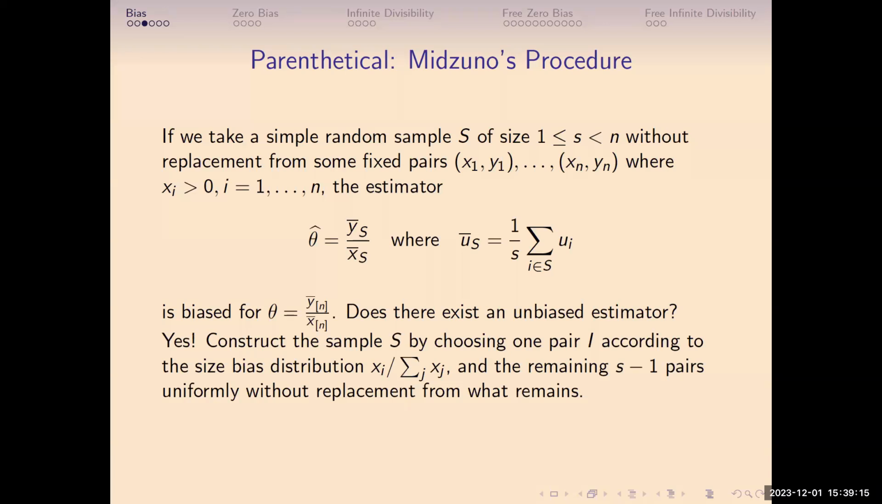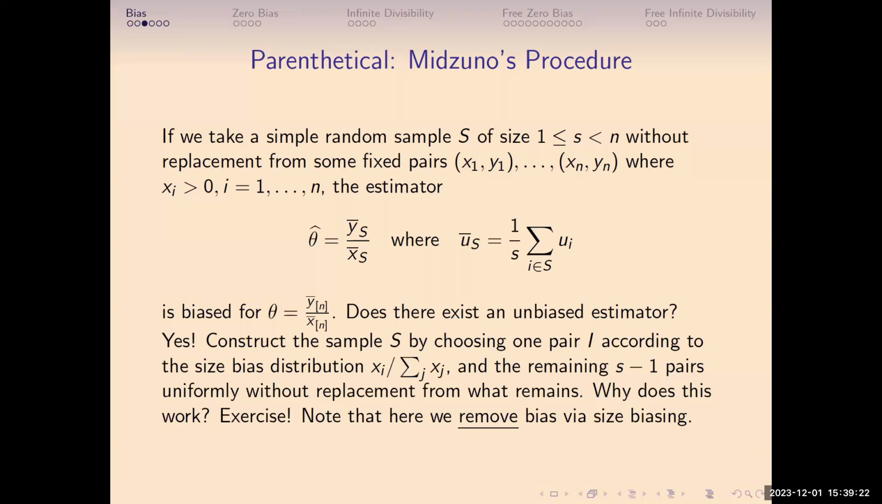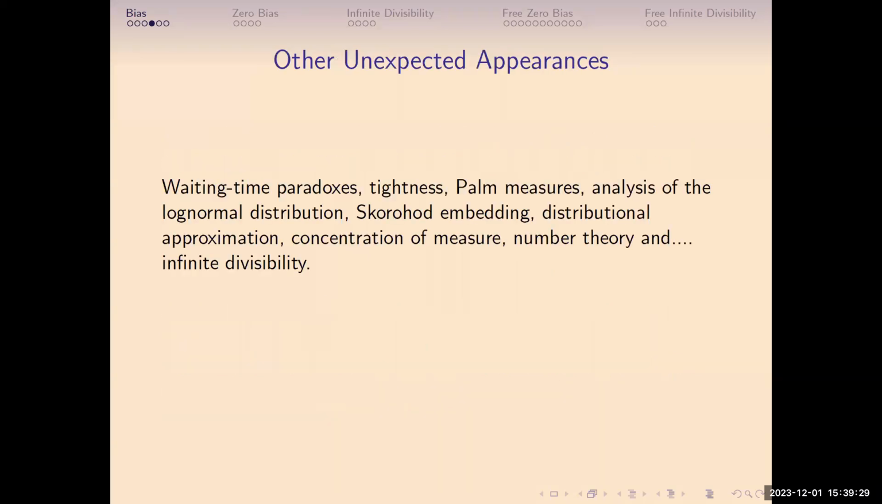So anyway, there are a lot of uses for size biasing in this particular world. And the question is, why does this work? I'm going to leave this as an exercise for you. Okay, so this is a way you can get an unbiased ratio estimator.